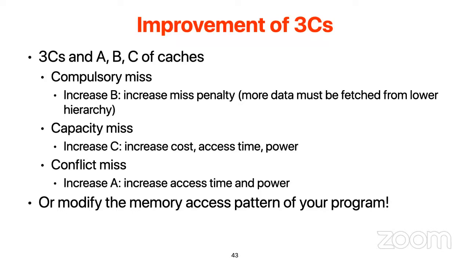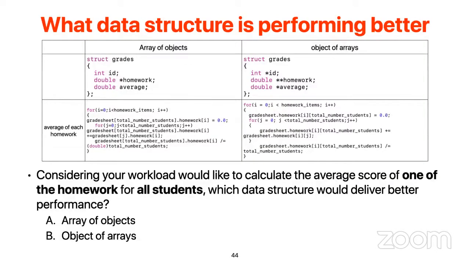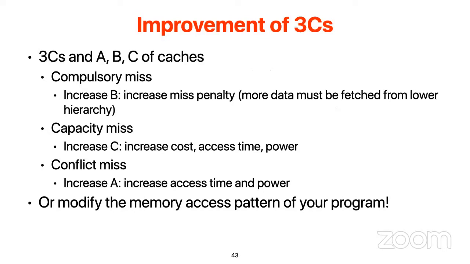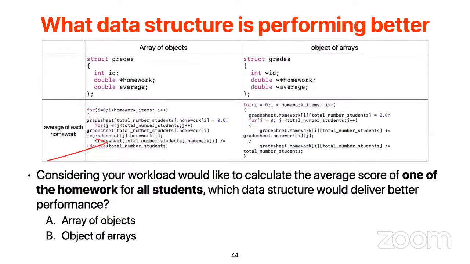So how do we improve the 3Cs? We already learned that you can change your cache configuration. For conflict misses, just make the way-associativity higher. Compulsory misses are related to how much you bring into the cache every time. And capacity miss is called capacity miss because your capacity is not enough.